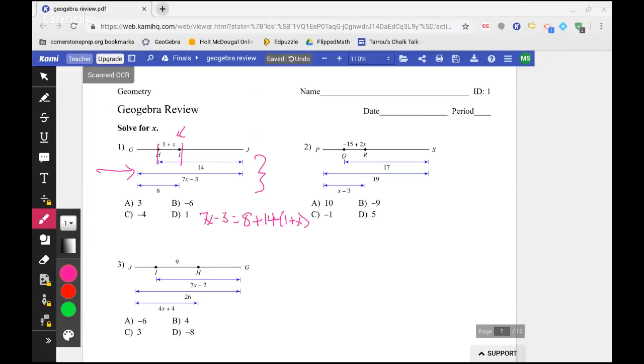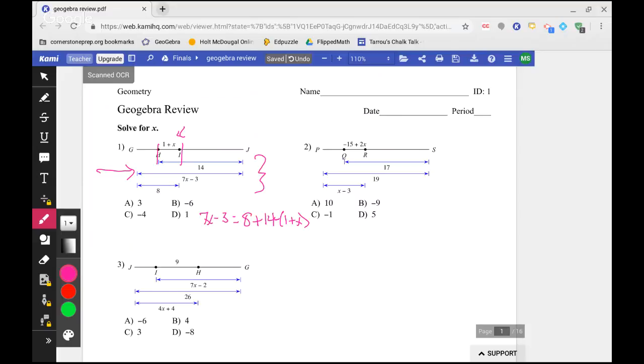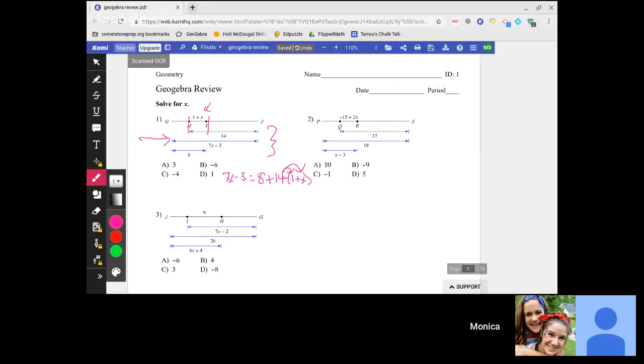So now when we process through that, we can combine our terms. The first thing you have to do is distribute this negative in where we're subtracting that. So you're going to have 8 plus 14 minus 1 minus x, and that equals 7x minus 3. Now when you combine your terms, 8 and 14 are 22, and then minus 1 is 21. So over here you have 21 minus x equals 7x minus 3.